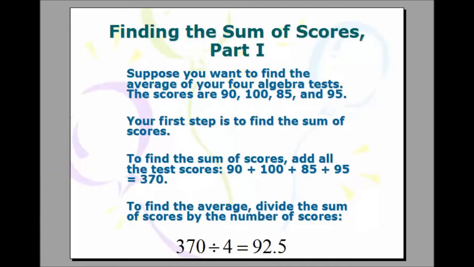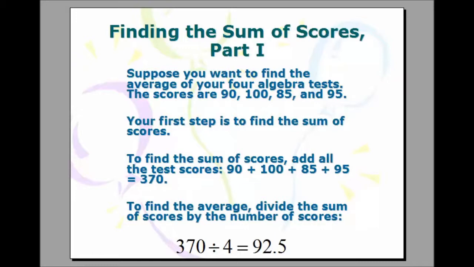Let's discuss more about finding the sum of scores. Suppose you want to find the average of your 4 algebra tests. The scores are 90, 100, 85, and 95. Your first step is to find the sum of scores. When you are given all of the scores that you need to know, you simply add the scores and divide by the number of scores.